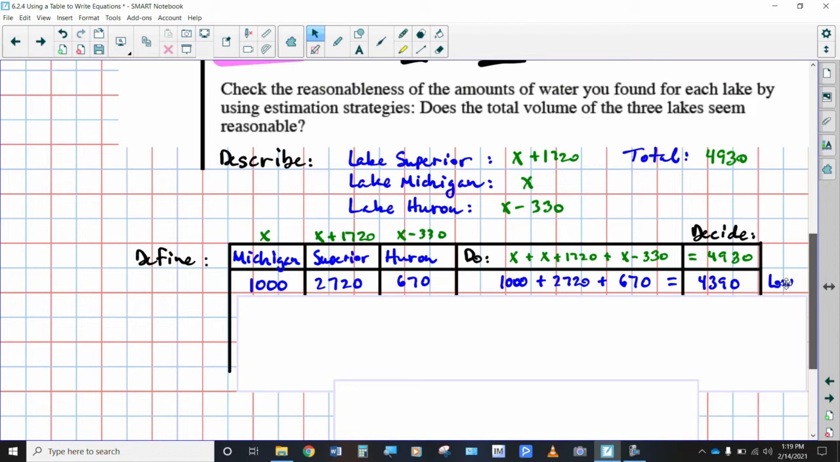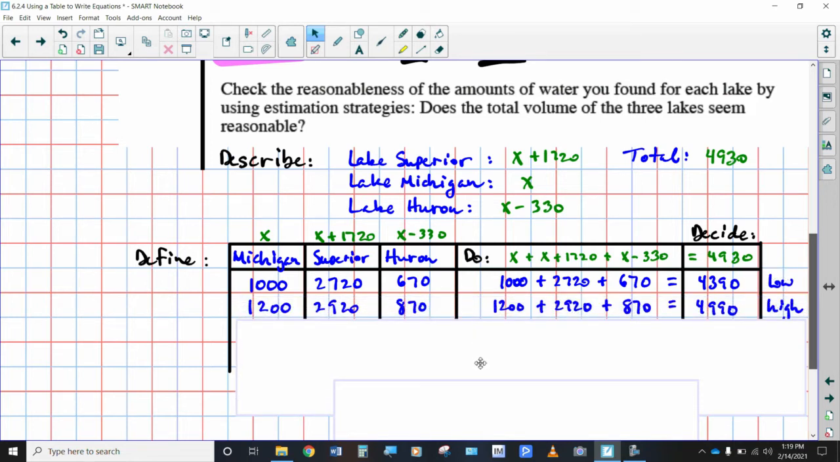It's too low. So we make an adjustment, and maybe I add a couple hundred to Lake Michigan. That makes this 2920. That makes that 870. When you add those together, it's 4990, and that's too high. It's a lot closer, isn't it? So some people would go back down to 1,100, but this is only 60 away.